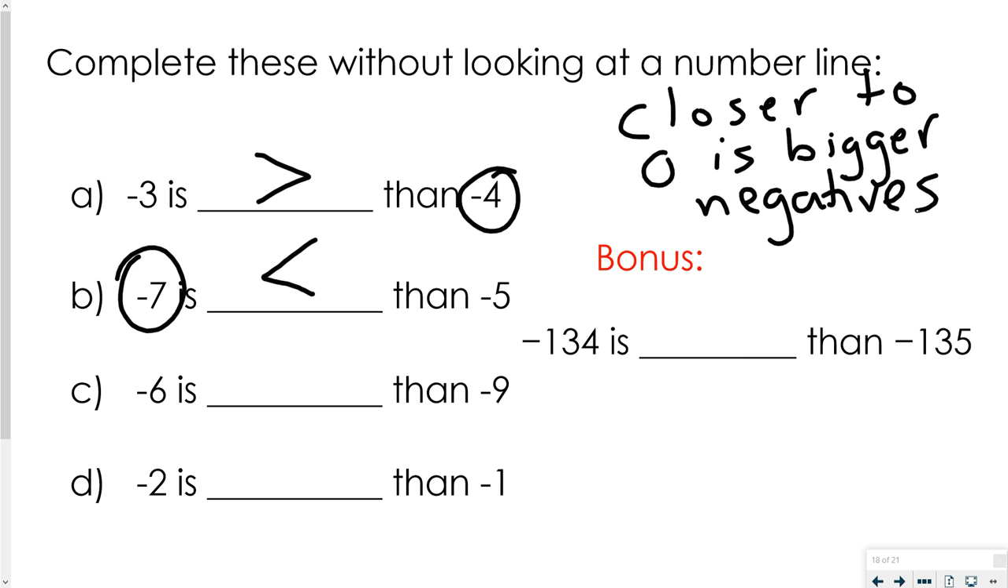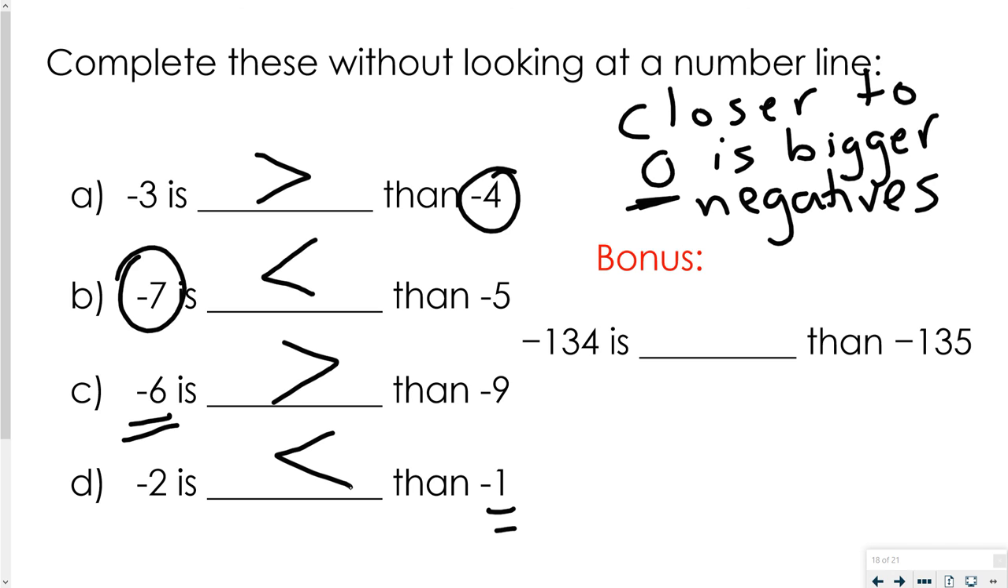So let's take a look at -6 and -9. Instead of figuring out which one's smaller, let's figure out which one's bigger. So bigger is closer to 0. Which one of these is closer to 0? Well, -6 is closer to 0, which makes it bigger. -2 and -1, which one's closer to 0? -1, which makes it bigger than -2.